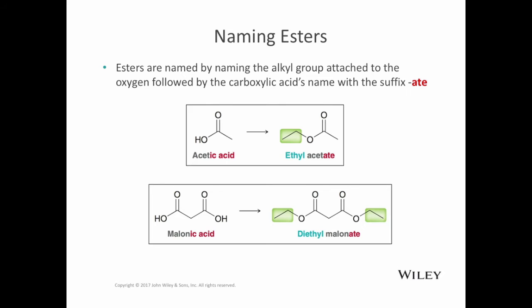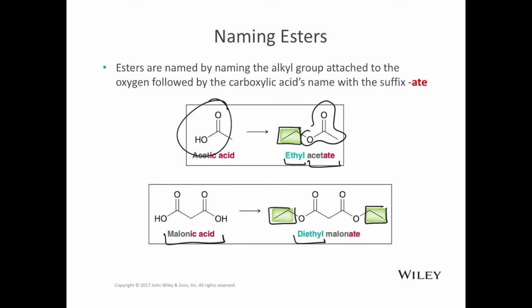To name esters, you start with the name of the group attached to the oxygen. So this is an ethyl group, so you start with ethyl, and then you look at the rest of the molecule and identify what that carboxylic acid's name would be, but change the suffix to ATE. So this molecule would have come from acetic acid, the parent acid, so that becomes ethyl acetate. We took off the IC and the acid and we replaced it with ATE. Here, if we have malonic acid and we change that by adding ethyl groups to each oxygen, then that becomes diethyl malonate.